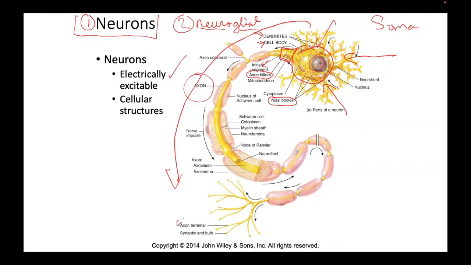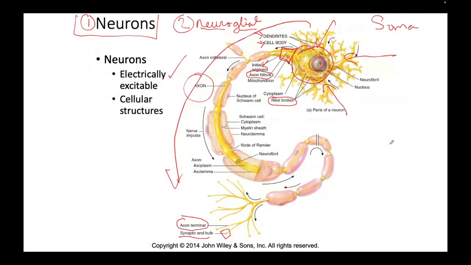The end of that axon is called the axon terminal. Just like going to the airport, you go to the terminal at the end. But the end has this dilated section to it. The dilated section looks like a light bulb. It's called an end bulb or a synaptic end bulb.